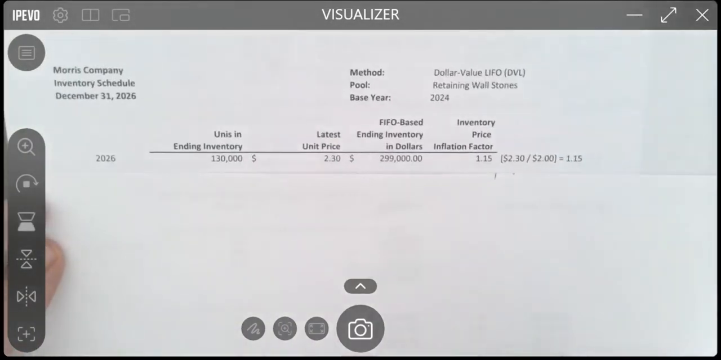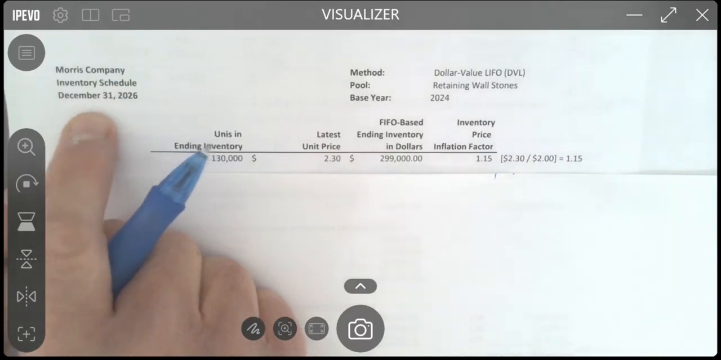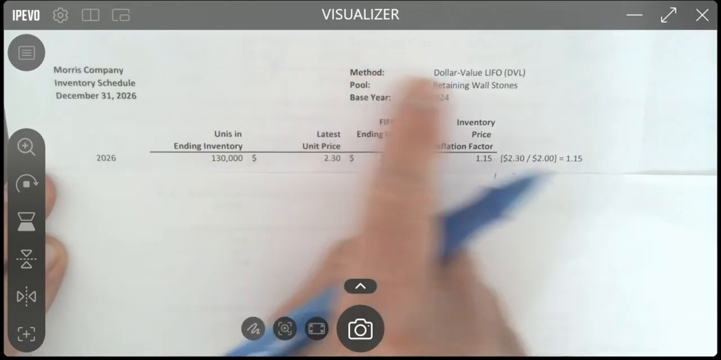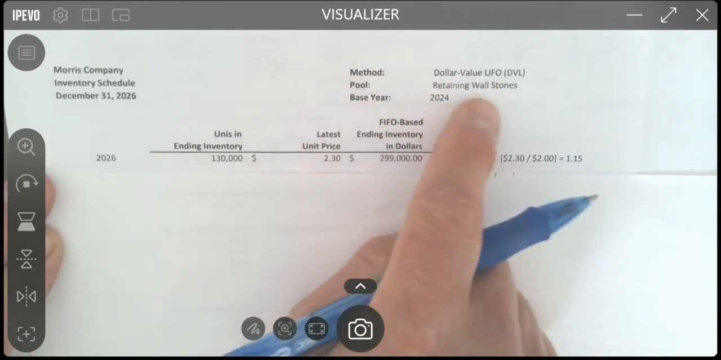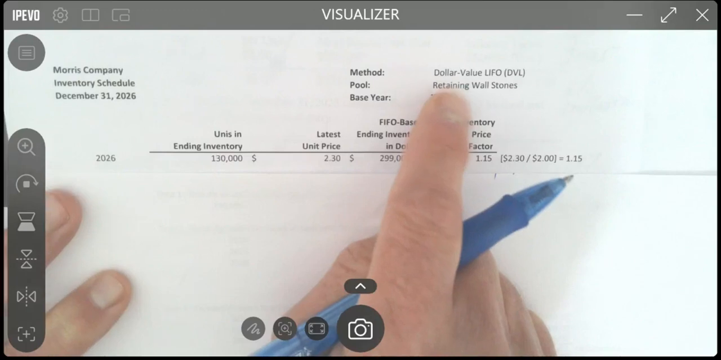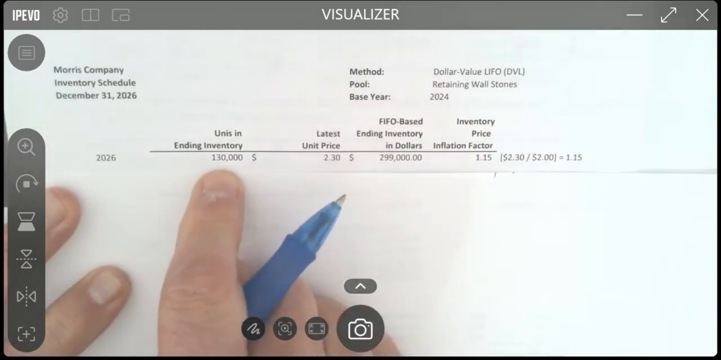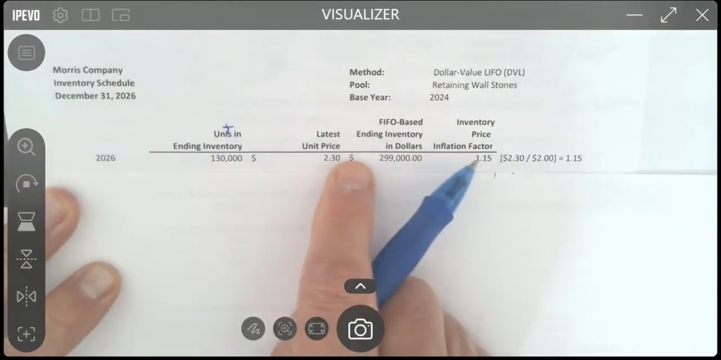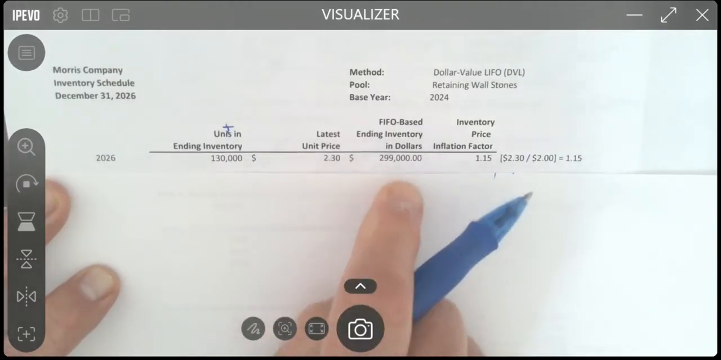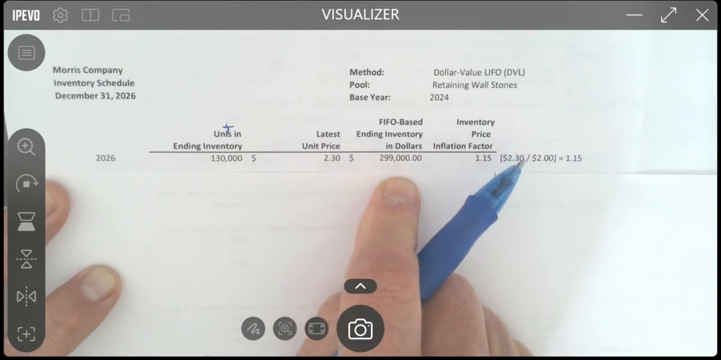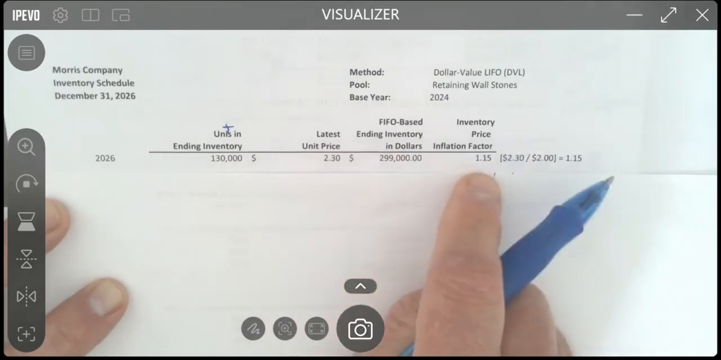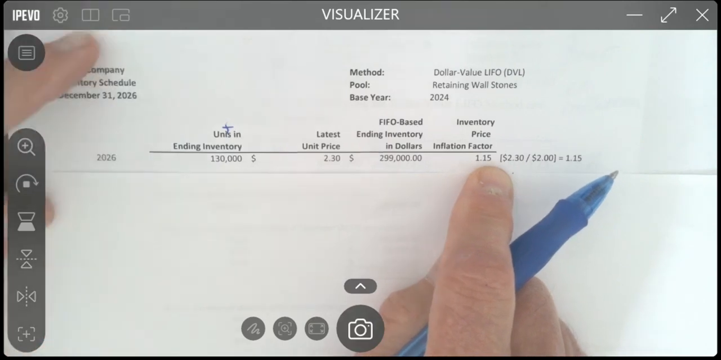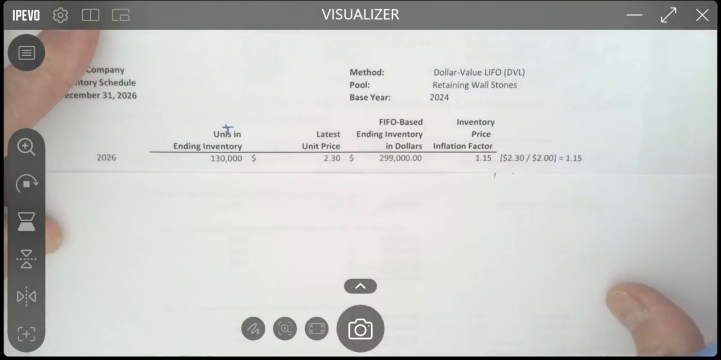All right, here's our schedule again. Morris Company inventory schedule, December 31, 2026. The method is dollar value LIFO. The pool is retaining wall stones, and the base year is 2 years ago, 2024. Units in ending inventory are 130,000. The latest unit price level is 230, and so FIFO-based ending inventory is $299,000 with an inflation factor of 1.15. We spoke about that just a few moments ago.